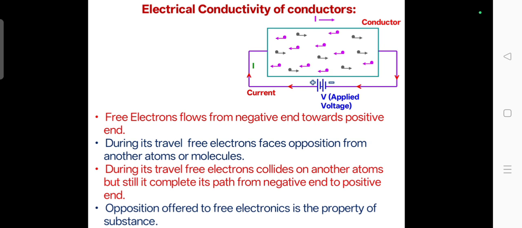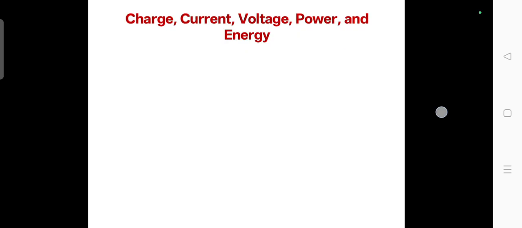So from this electric conductivity of conductors, we got to know what charges are, what potential difference is, how potential difference helps to flow the current in the conductor, and then this opposition of the substance, that is nothing but the resistance. So let's go thoroughly about the concept of all these. So let's study what charge, current, voltage, power and energy are.